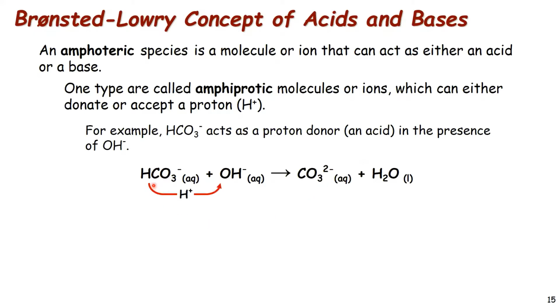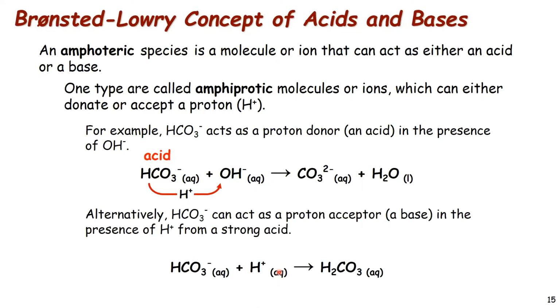In this case, the H plus is being donated from the bicarbonate to the oxygen. This loses H plus, so it becomes CO3, and since we lost a plus, this becomes minus 2. The hydroxide gained H plus, so it becomes H2O, and the plus and the minus cancel to give us neutral water. Here it's acting as an acid because it's donating a proton. But if we have an acid spill with an excess concentration of H plus, the sodium bicarbonate is going to accept the H plus.